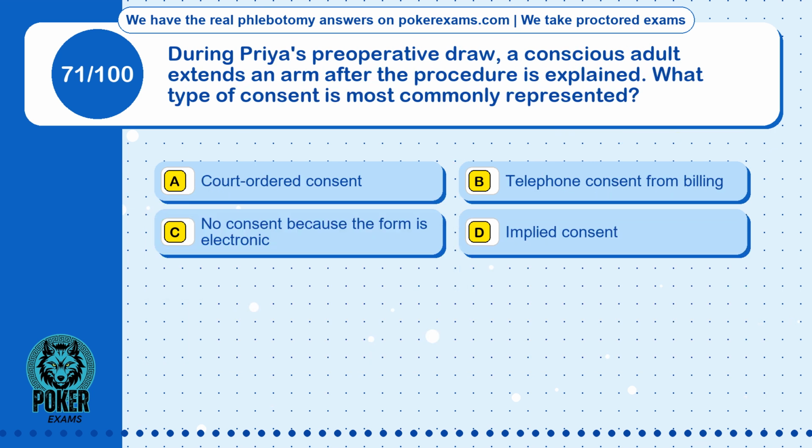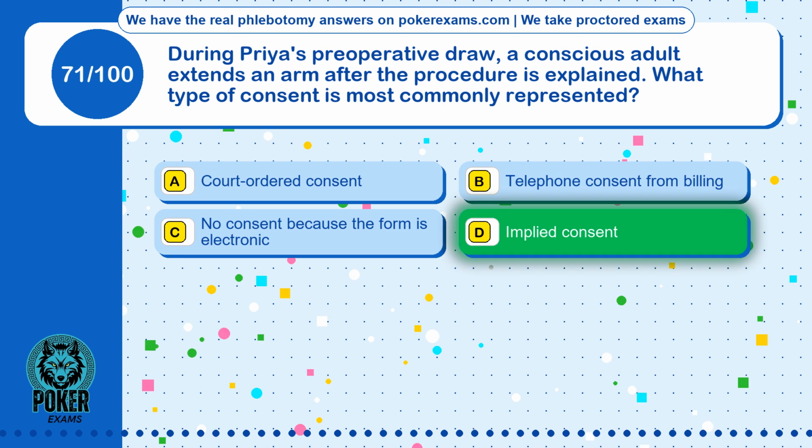Question 71. During preoperative draw, a conscious adult extends an arm after the procedure is explained. What type of consent is most commonly represented? Option A, court-ordered consent. Option B, telephone consent from billing. Option C. No consent because the form is electronic. Option D. Implied consent. The correct answer is option D.